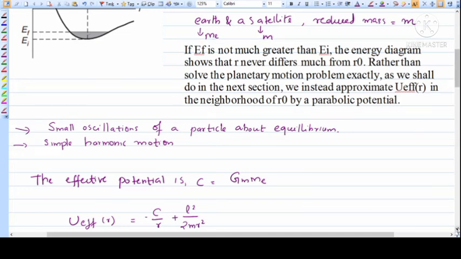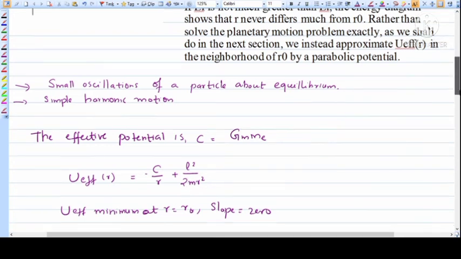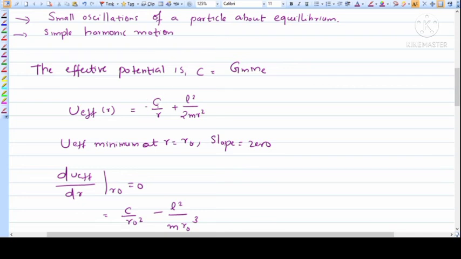We know the effective potential, with C taken as G M me. Therefore the effective potential is equal to minus C by R plus L squared by 2 M R squared. Here M is the reduced mass. C is G M me, so minus G M me by R is U of R, and this is the centripetal term.